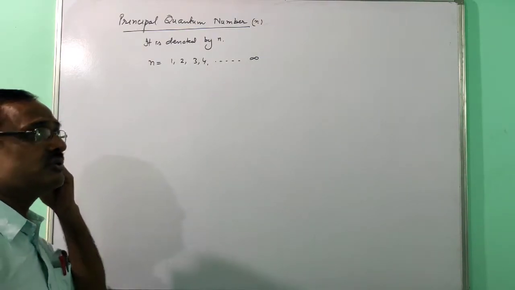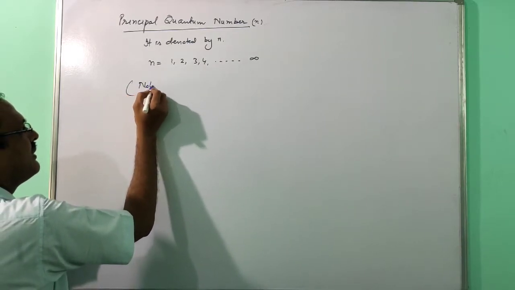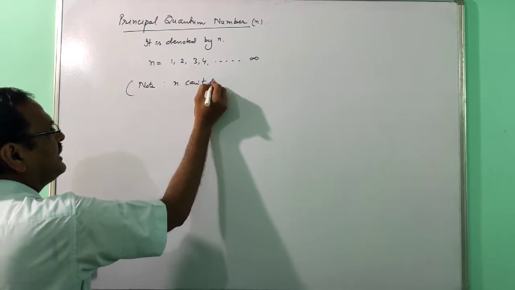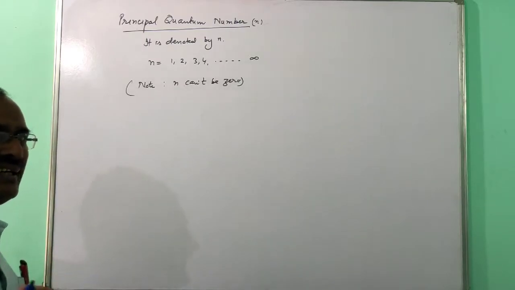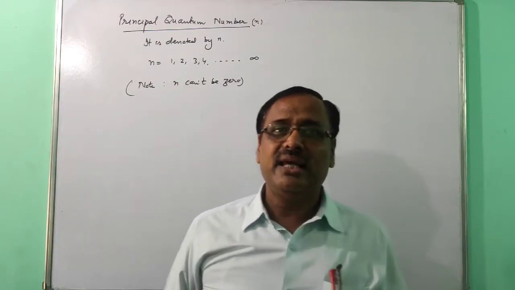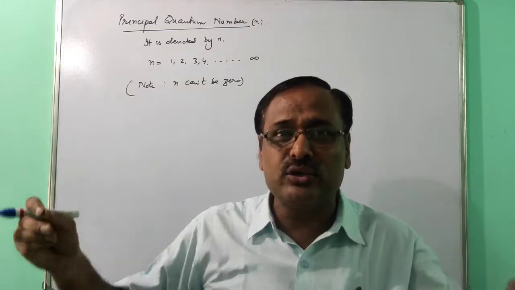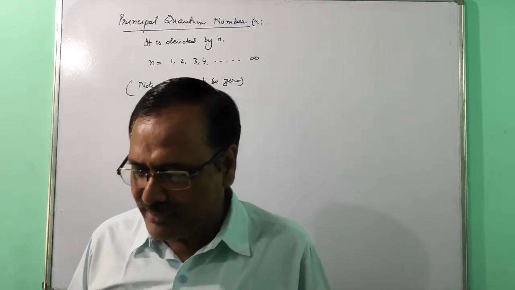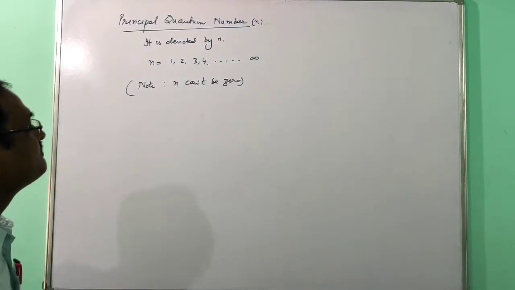n cannot be 0. It's a very important point. You note down that n can't be 0, because this n represents the main shell. If you put n equal to 0, it means you are going into the nucleus, but we are talking about the shell. So what information are you getting from this principal quantum number?